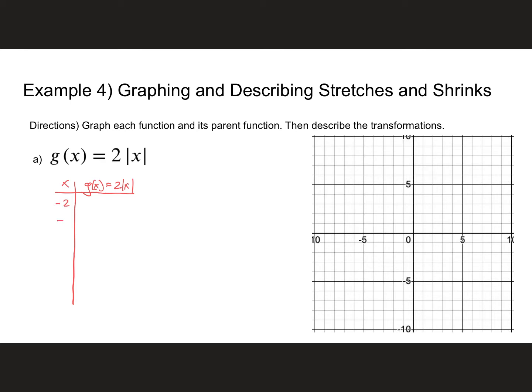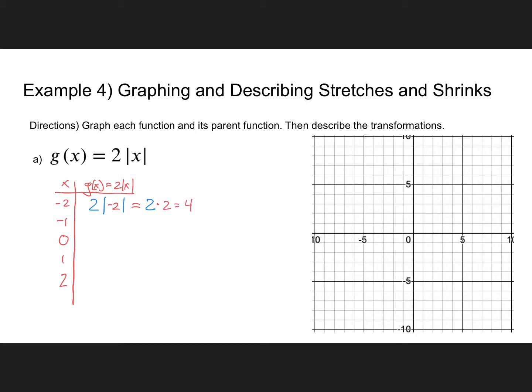So -2, -1, 0, 1, 2. These are the x values I like to start with. But really, you can use whatever x values your little heart desires. We'll plug then that -2 into my equation. That'll be 2 times the absolute value of -2. The absolute value of -2 is 2. So this will end up being 2 times 2, which is 4.